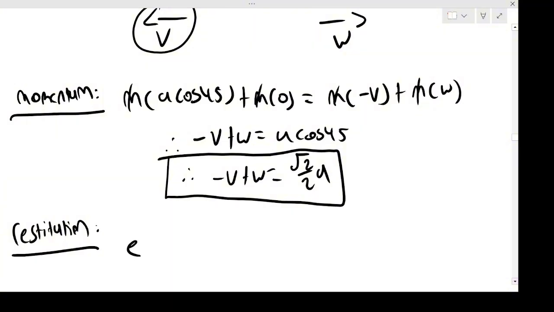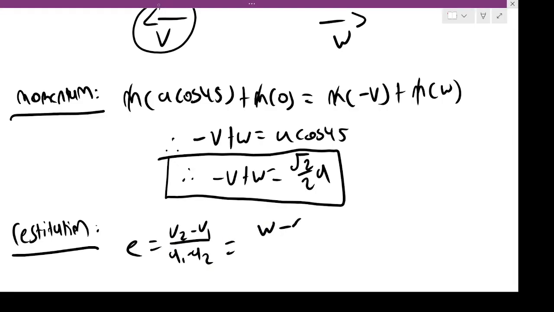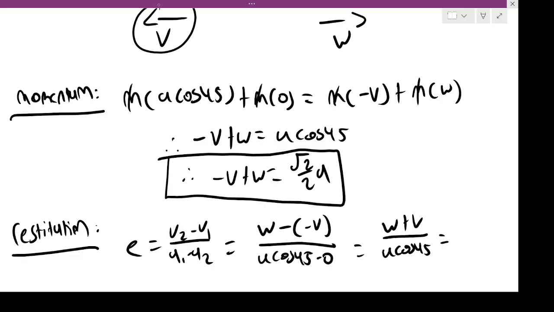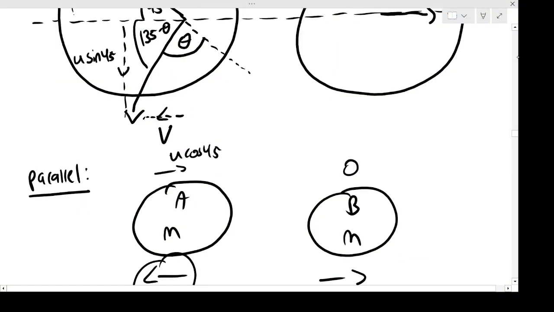So that's going to be E, which is V2 take away V1 over U1 take away U2. Well, in this case, V2 take away V1 is going to be W minus V. But again, V is in the negative direction, so it's minus V. And then U1 take away U2 is going to be U cos 45 take away 0. So that will simplify to W plus V over U cos 45, which further simplifies to W plus V over root 2 over 2U. And that's equal to E.